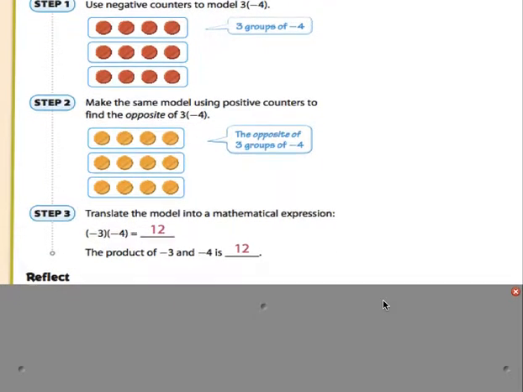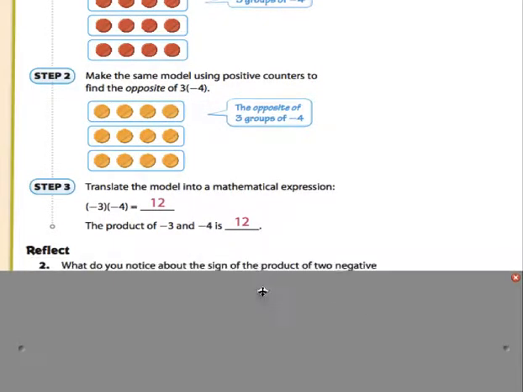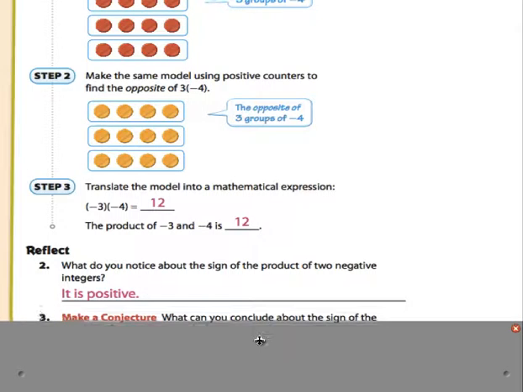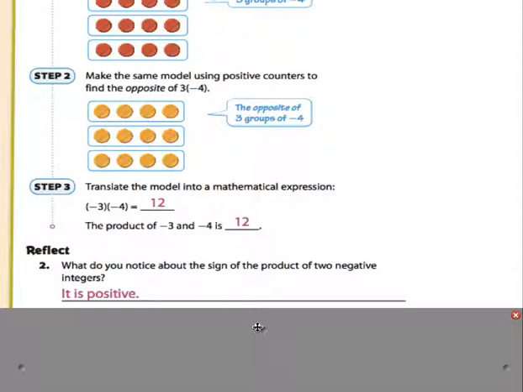Now it's time to reflect. What do you notice about the sign of the product of 2 negative integers? So if you can, pause this video for a minute and try to reflect on your own, and then compare what I wrote to what you wrote. It is positive.